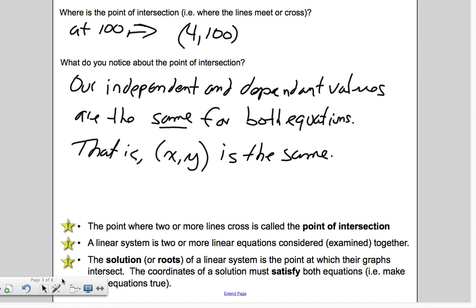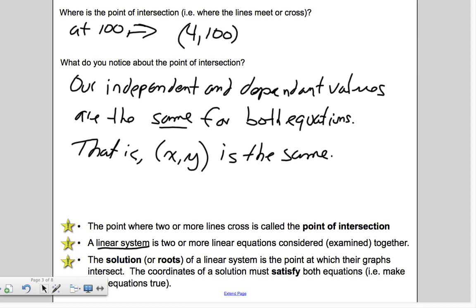So a linear system, I should have bolded that. A linear system is two or more linear equations considered or examined together. So what we just looked at was a linear system. I'll get to that. I meant to drag it down and run through it all at once. So a linear system is two or more linear equations considered or looked at together.